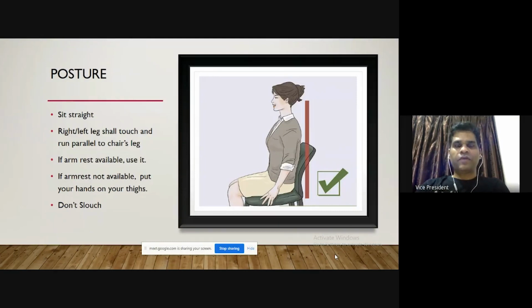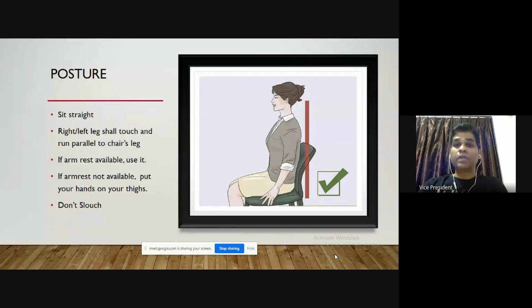First thing, once you sit, make sure that if you are a right-handed person, your right leg should be touching the right leg, forward leg of the chair, and then it should be going parallel to the chair. And you will find that you have something which is supporting you. That's the benefit of it.